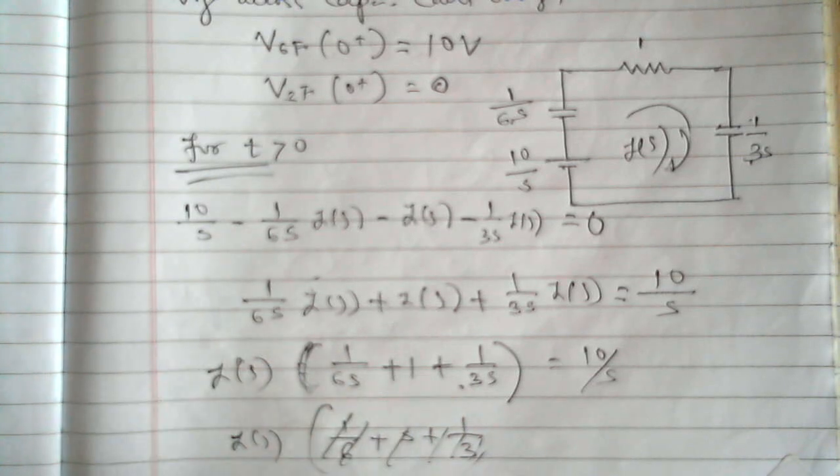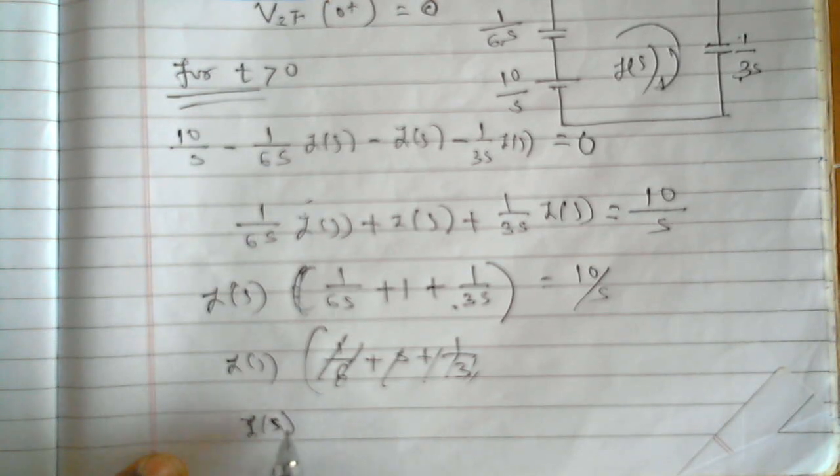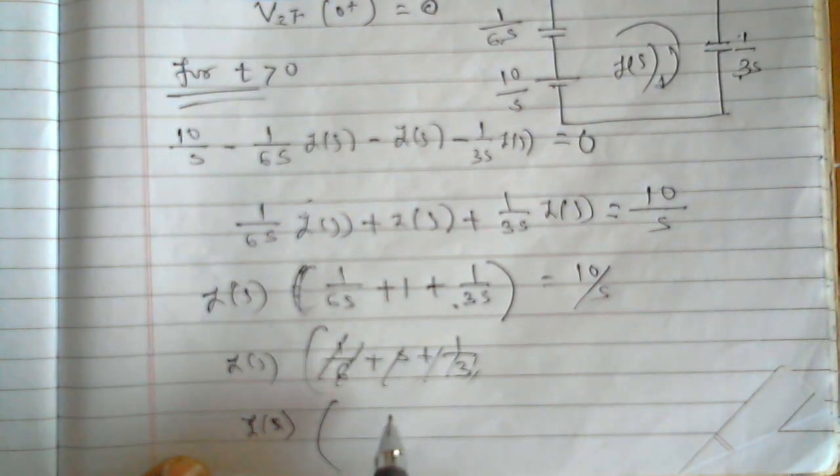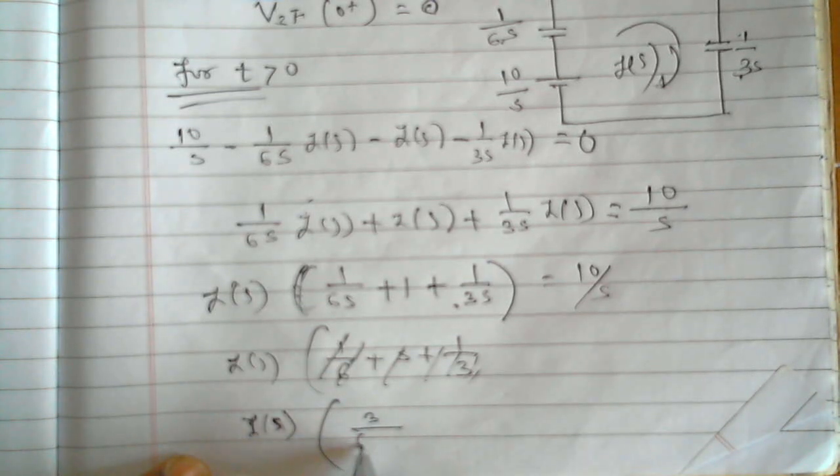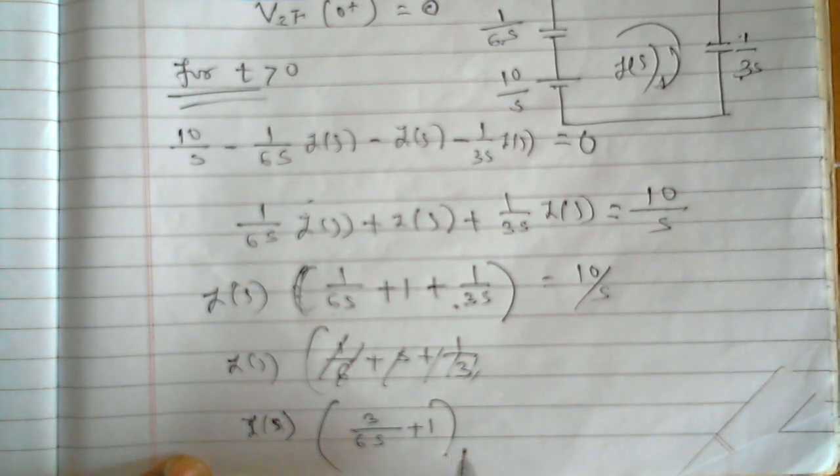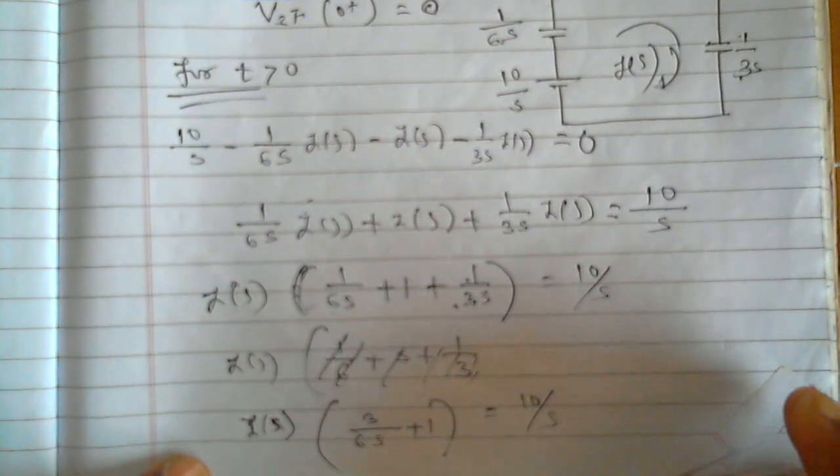Instead, if I add these two terms, let me see what happens. I of s in bracket, 1 by 6s plus 1 by 3s, 3 upon 6s, plus 1. Right? Now the denominator equals 10 by s.